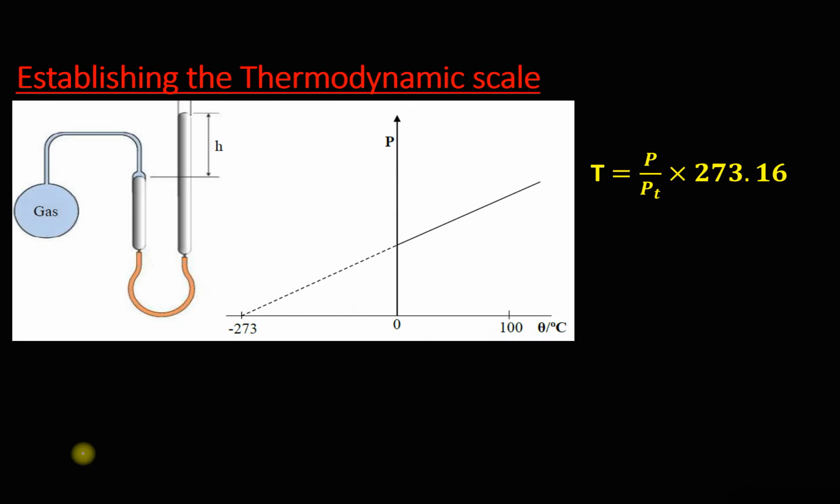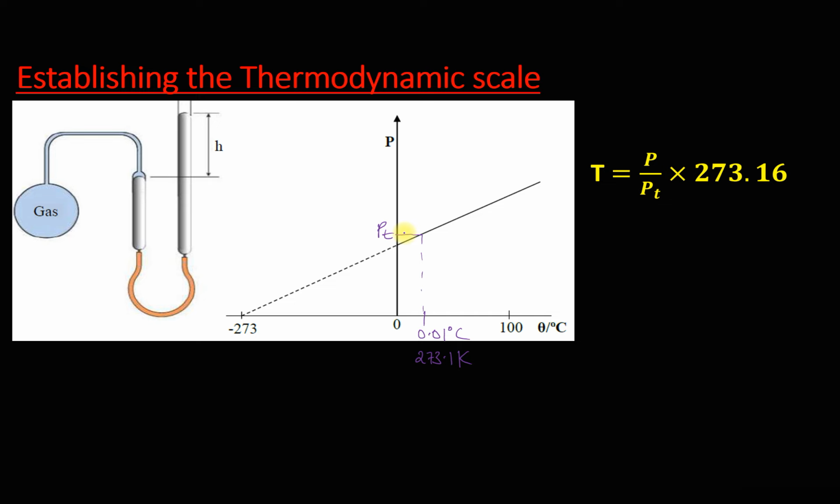So using the constant volume gas thermometer, we assume that the gas used is an ideal gas, where the pressure varies perfectly linearly with the temperature. The two fixed points we are going to consider are: 1, the triple point of water, which on the Celsius scale is 0.01 degrees Celsius, the same as 273.16 Kelvin. And this is going to be the pressure at the triple point of water, called PT.